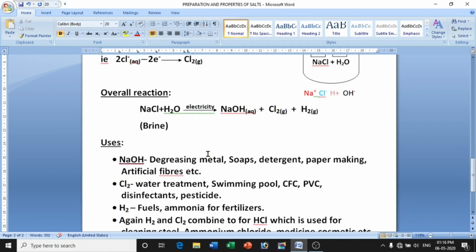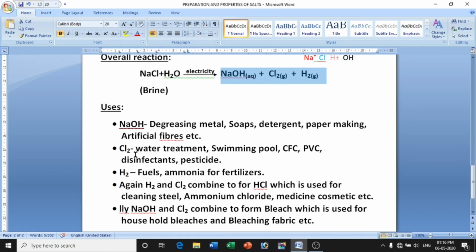Now what are the uses of the new products formed here? Sodium hydroxide is used as a degreasing agent for metals. Greasing means putting grease to make running very smooth, and degreasing means removing the grease. It is also used for making soaps and detergents, for making paper, and for artificial fibers.